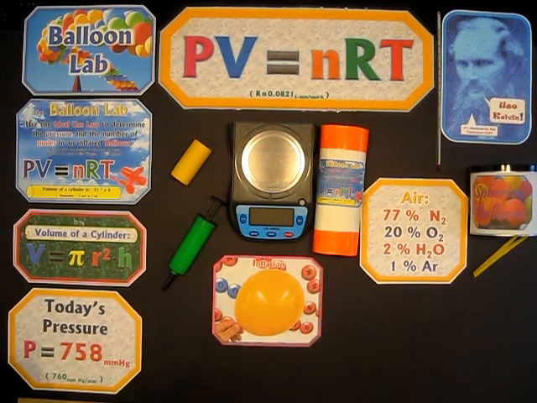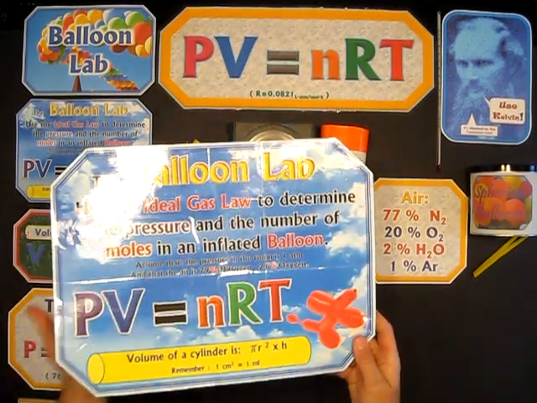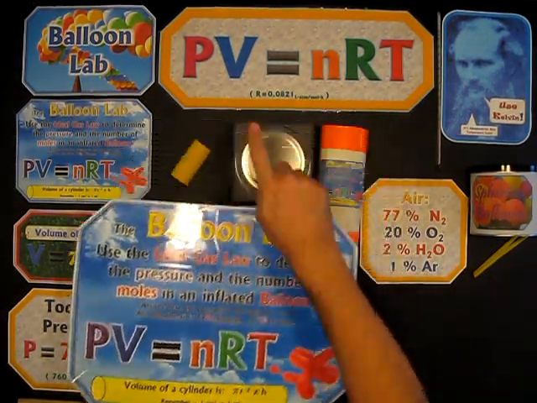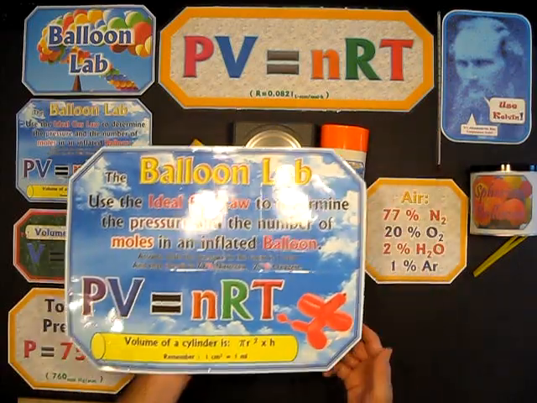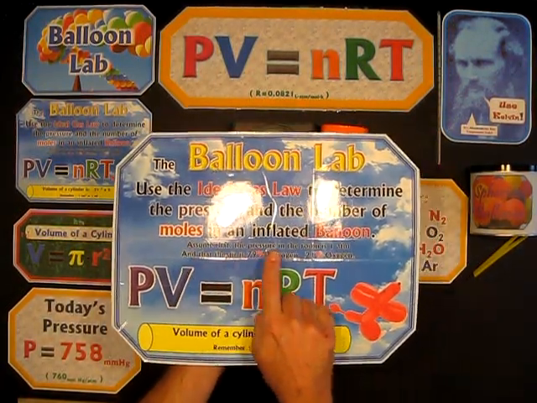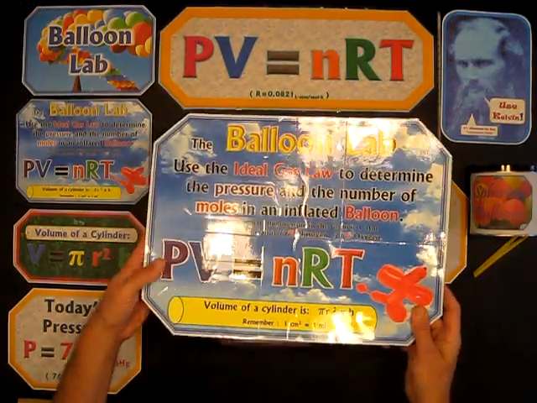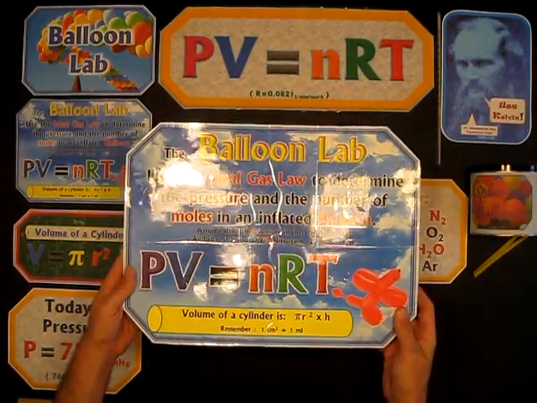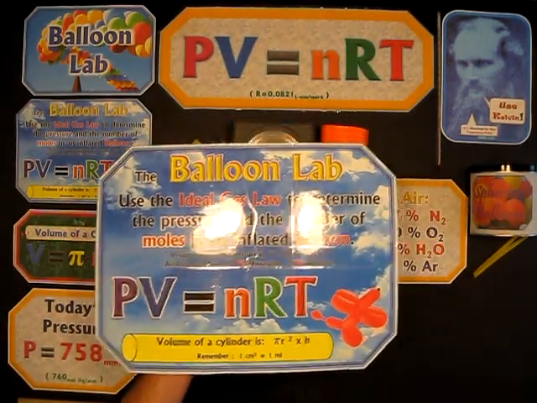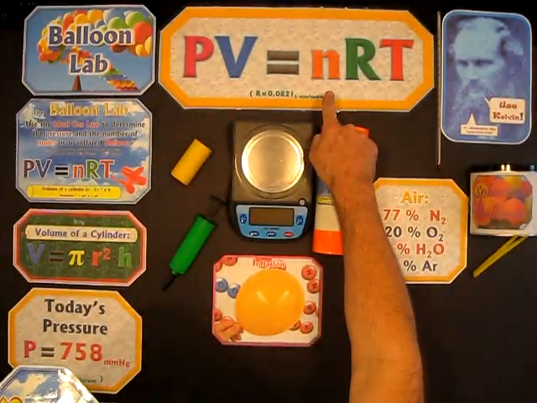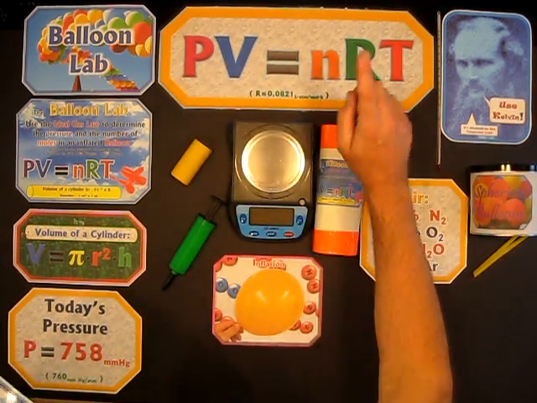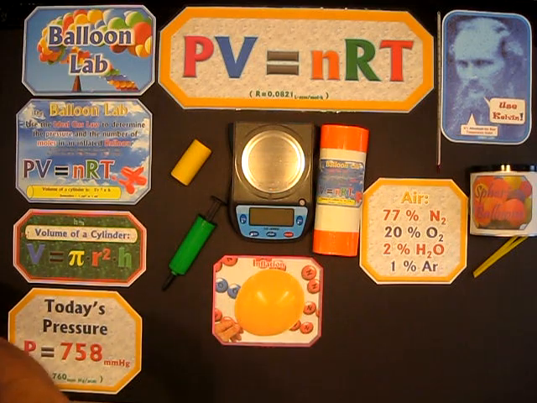Okay, so I'm going to take the data for the balloon lab. The balloon lab is basically using the ideal gas law to calculate the pressure and the number of moles in an inflated balloon. It seems like a very, very simple idea. The only problem is you're being asked for two variables. You're being asked for pressure and moles, that's two variables, and you can't really solve for two. So I'm going to lead you through this.